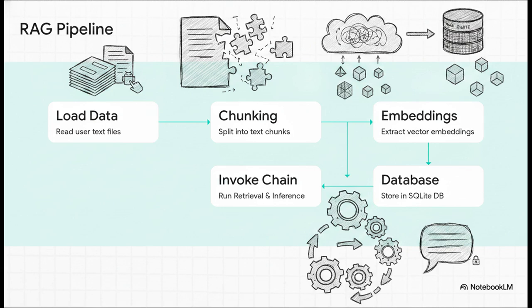Think of it like the Goldilocks principle of data ingestion. If your text chunk is too large, it dilutes the specific context, making it hard for the AI to find exact answers. If it's too small, well, the AI loses the thread of what it's reading and lacks the surrounding context to make sense of the fragment. You really have to find that just right size to slice your documents into.